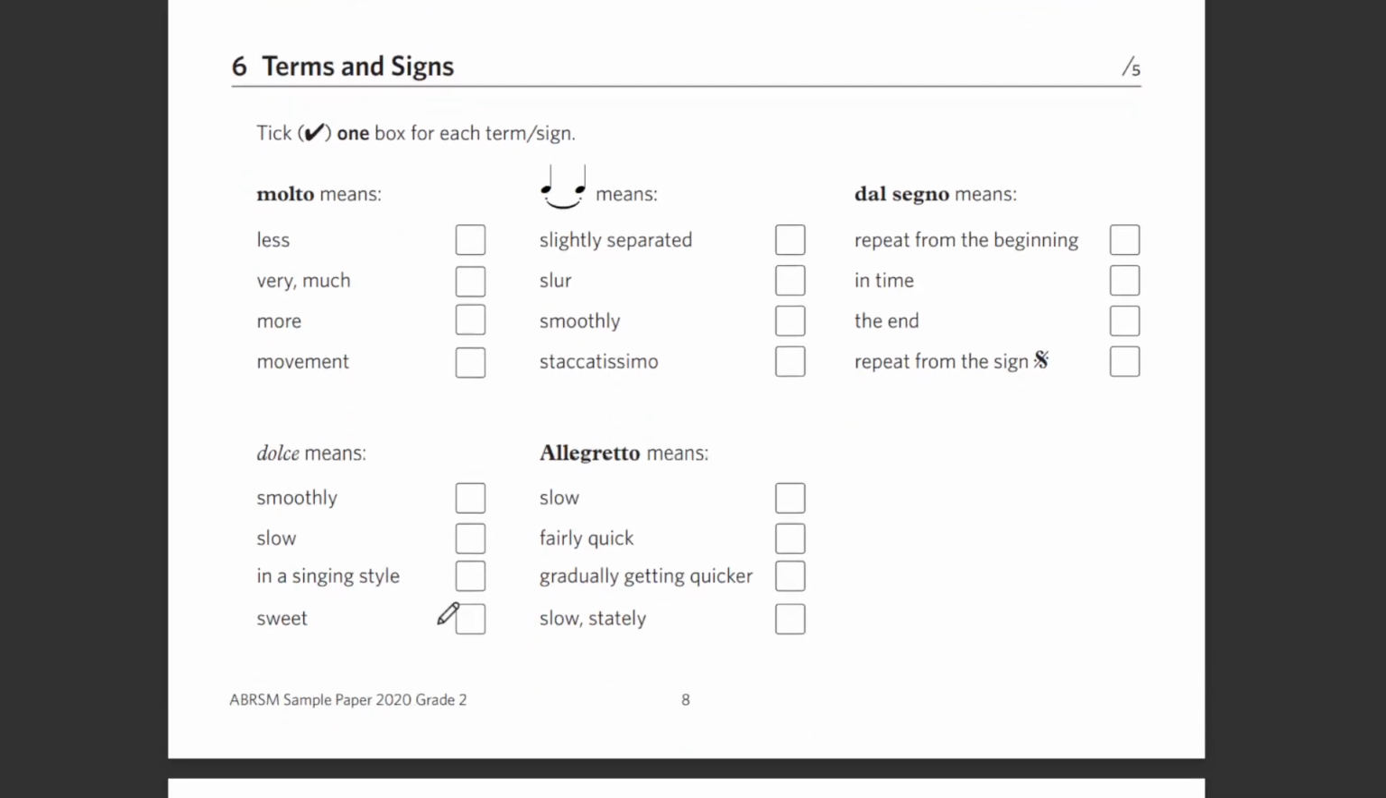Alright, let's go on to terms and signs. For this section, it's basically just memorizing the terms and signs. Okay, so now let's look at molto. Molto means very or much. This one, you have a staccato with a slur. It means slightly separated. Dal segno means repeat from the sign, and this is the sign. Dolce means sweet. Allegretto means fairly quick.